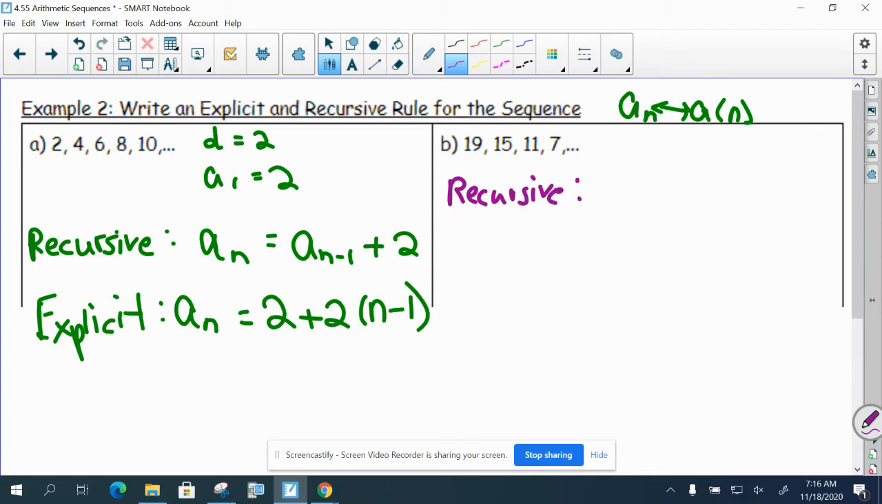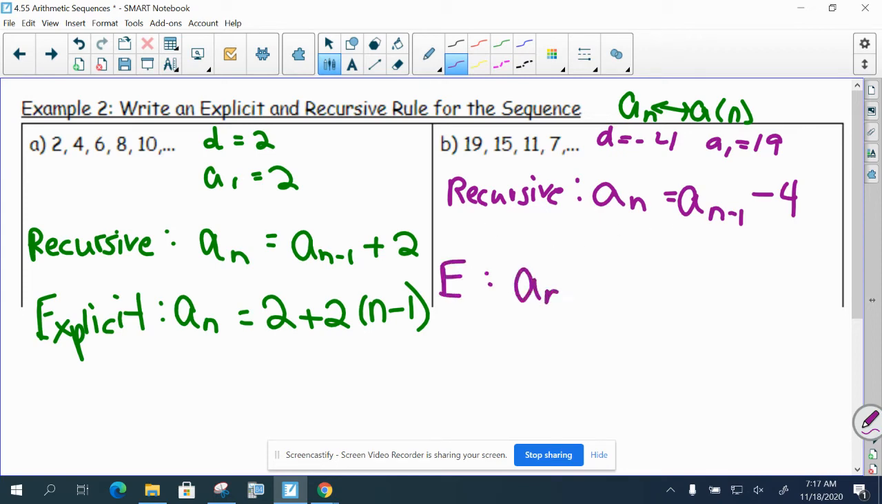For the recursive rule, well, your common difference, you're subtracting 4, so it'd be negative 4. Your first term is 19. So the recursive rule would be a sub n equals a sub n minus 1, and then minus 4. So notice a sub n is just one term, or a sub n minus 1. And then explicit would be a sub n equals, your first term is 19 minus your common difference times n minus 1. And here, n minus 1 is not just a subscript notation, it's actually part of the equation.